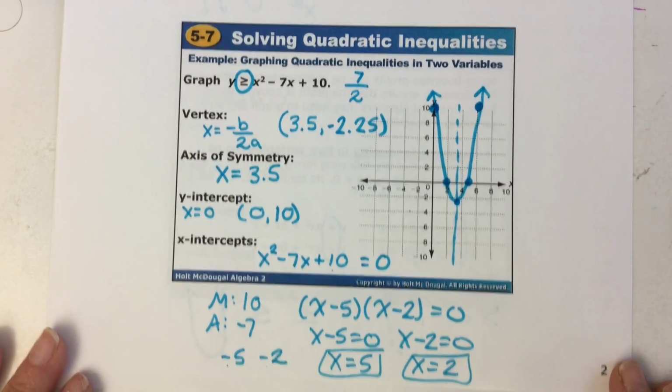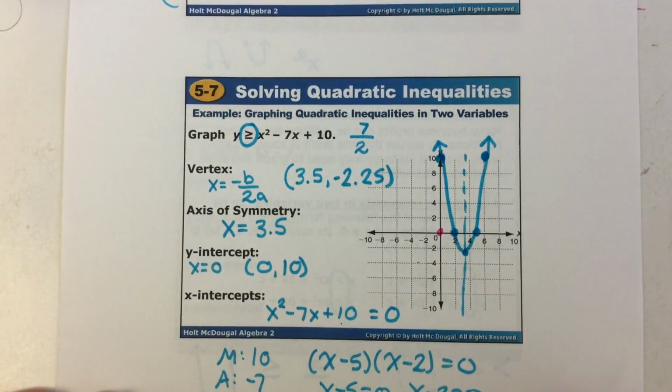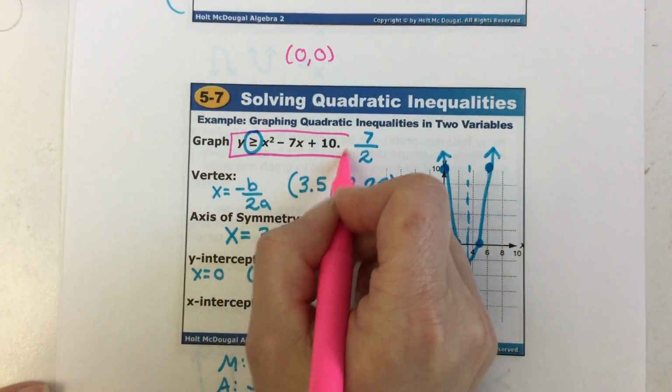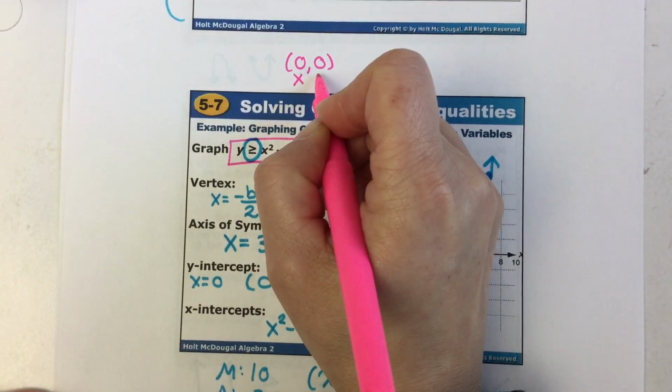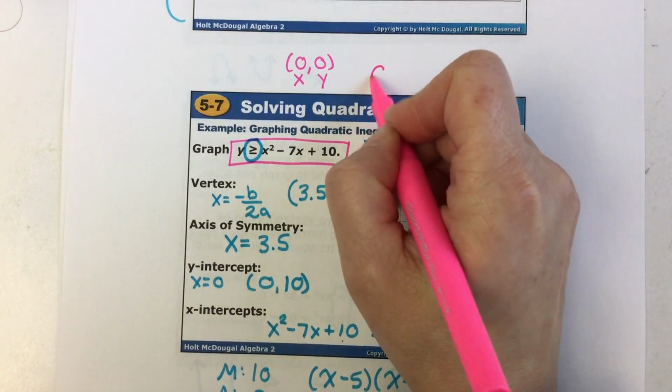So we need to try a test point, any point that is not on the graph itself. I am going to test 0, 0. If I test 0, 0, you go to the original, and we need to see if it's true or false. I replace the x's with 0, and I replace the y's with 0. Y becomes a 0.